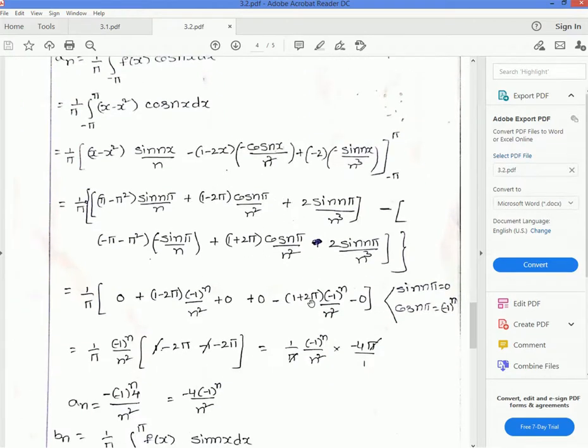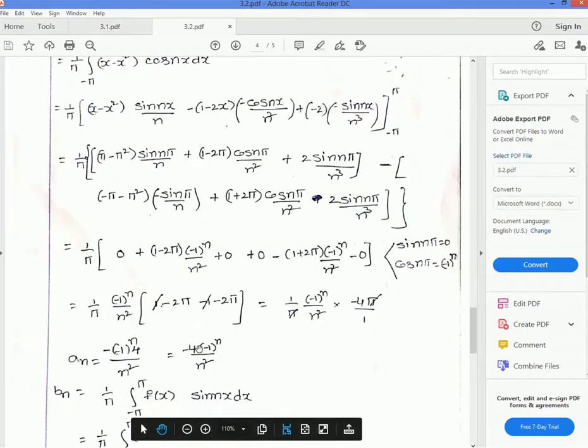So simplifying, we get 1 minus 2 pi into cos n pi, where cos n pi is minus 1 whole power n, divided by n square. Next, 1 plus 2 pi into cos n pi. What is cos n pi? Minus 1 whole power n, divided by n square. So simplifying, we get 4 into minus 1 whole power n by n square.